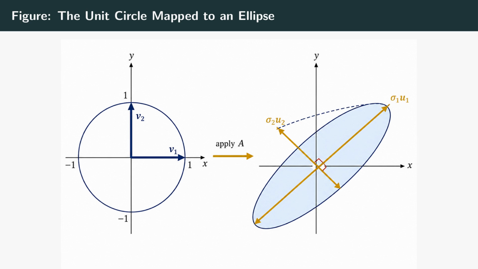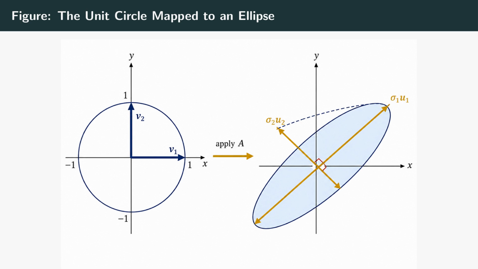The arrow v1 maps to sigma 1 times u1. Its direction is the left singular vector u1, and its length is the singular value sigma 1, the long semi-axis. The arrow v2 maps to sigma 2 times u2, the short semi-axis. Perpendicular went in and perpendicular came out, only stretched and rotated. That preservation of right angles both before and after is the special gift of the singular vectors. Any other pair of perpendicular directions would generally come out skewed.